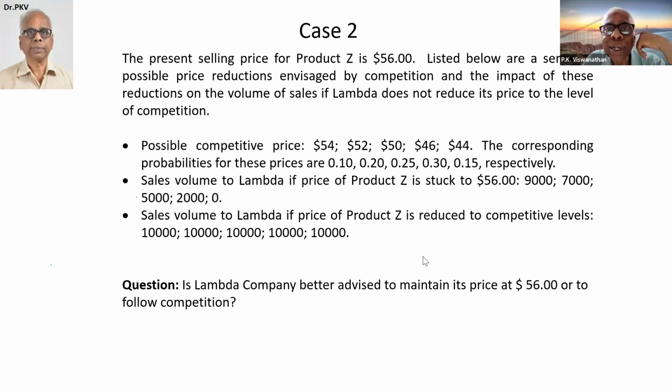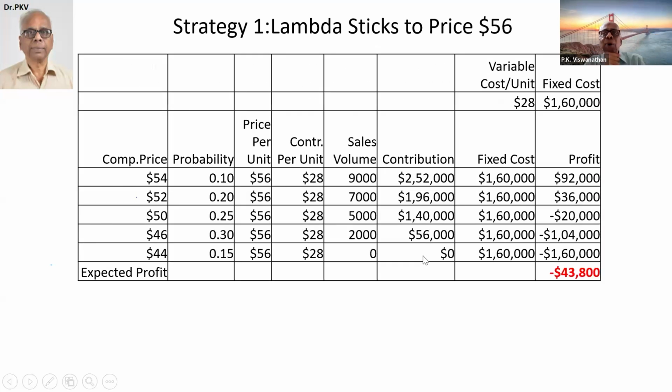So let's look at this. Supposing Lambda sticks to the $56 price, adamant, I will not change. If you do that, let me write the column 1, competitor price: 54 or 52 or 50 or 46 or 44. The probability of happening, each one of them is 0.1, 0.2, 0.25, 0.3, 0.15.